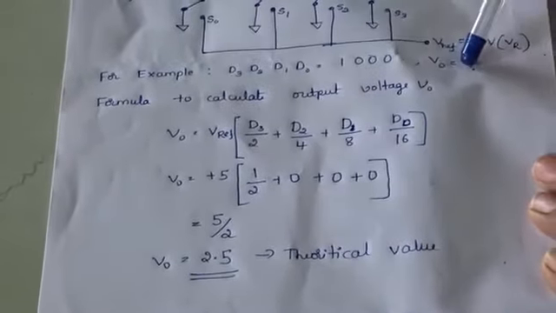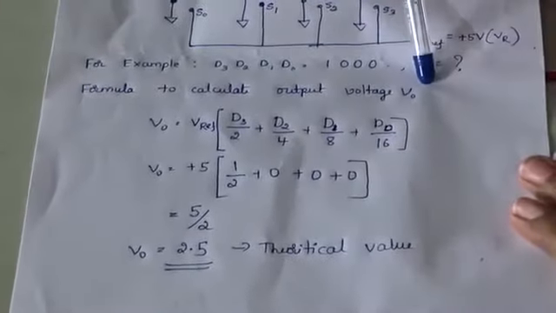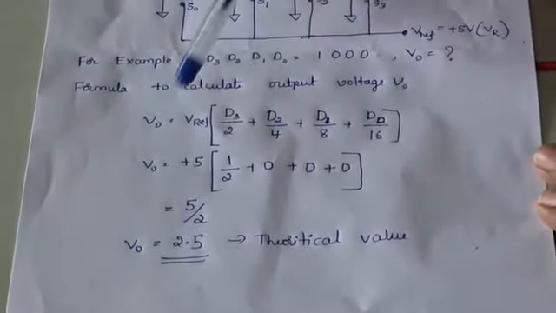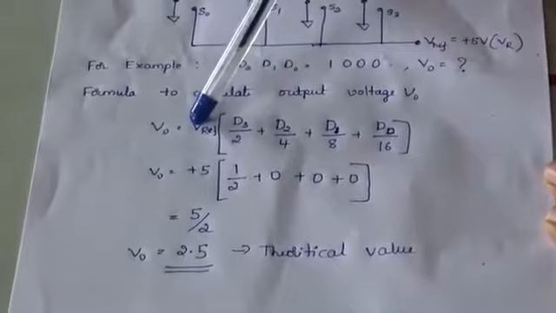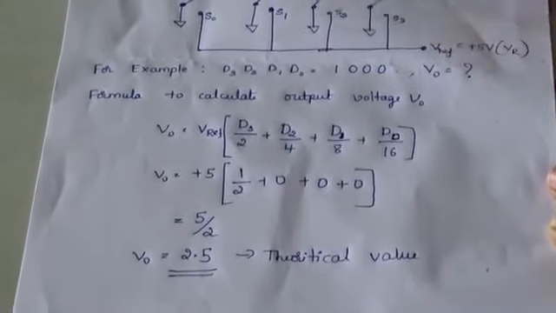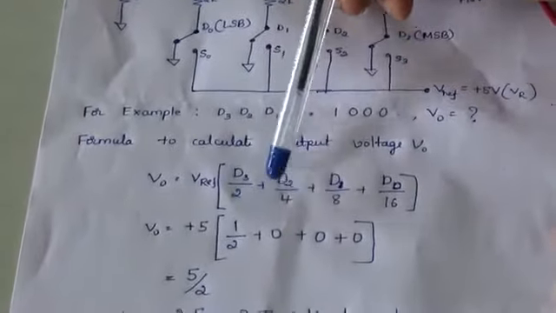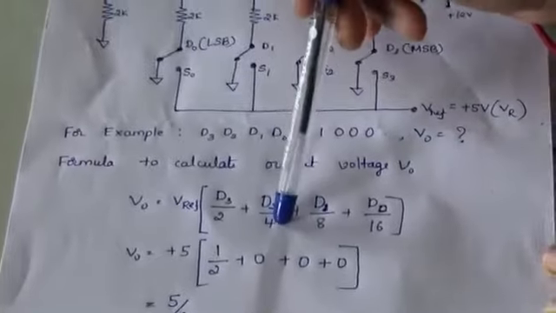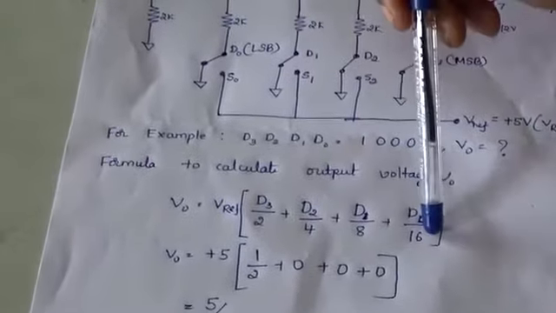For this, let us calculate the analog output voltage. The formula to calculate the output voltage is V0 equals V reference into D3 by 2 plus D2 by 4 plus D1 by 8 plus D0 by 16. Here D3 is the MSB bit.